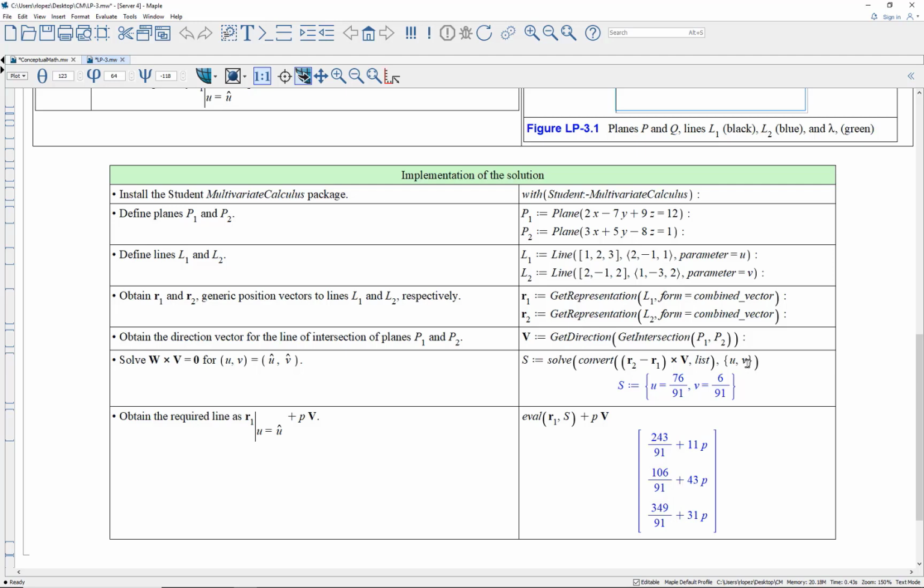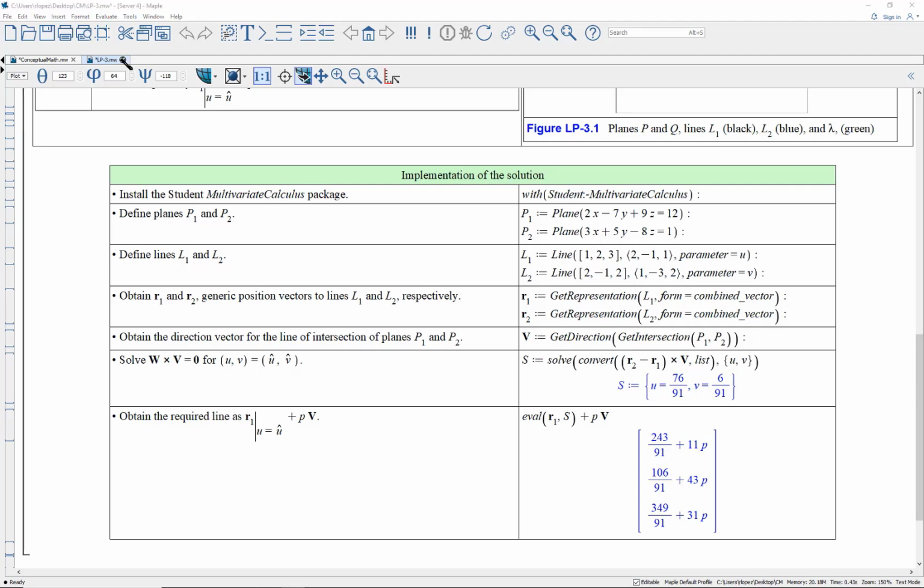And although there are 3 equations, we're solving for the 2 parameters, U and V, right? Because U is a parameter on L1 and V is the parameter on L2. If those equations were inconsistent, we'd be out of business here. Equations have to be consistent. We get a u and a v value. We evaluate, for example, position vector r1, which puts us on L1, using these two values for the parameters, plus PV, the direction vector.